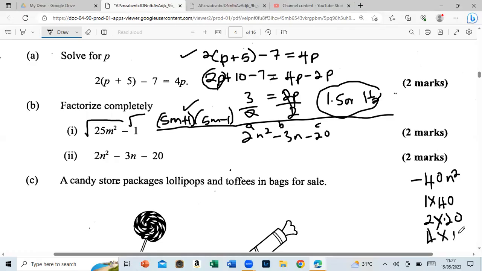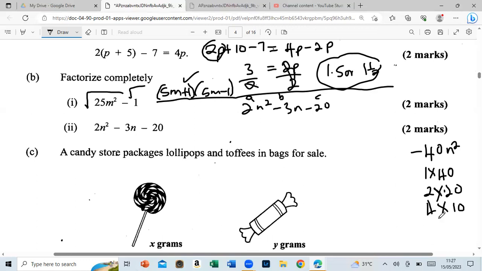So 4 times 10, and also 5 times 8. So from this group, we're going to see which one of them can give us 3. Clearly, we can see that it will be 8 and 5, right? What you have to remember though, guys, if you get a negative, it means that the bigger number should be negative. So that means 8 would be negative.